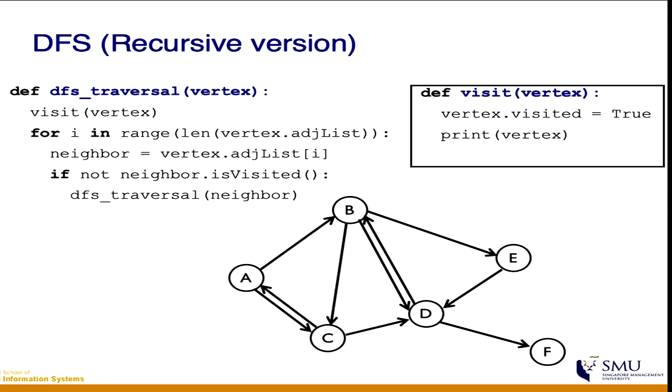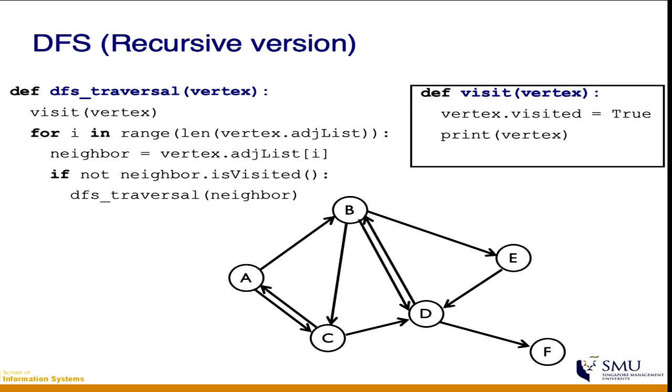So you start from a vertex. This is the starting point, the original vertex that you put in. You're going to visit that vertex, and then look at its neighbors. Then we take each neighbor, and if the neighbor is not visited yet, we recursively call on that neighbor. So essentially, it's a recursive method.